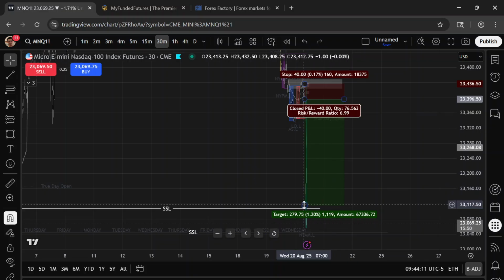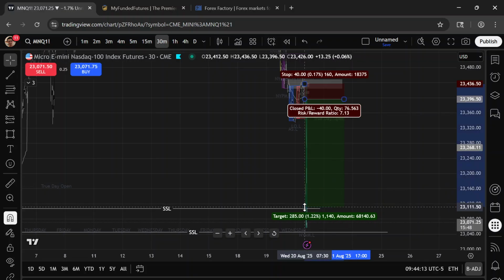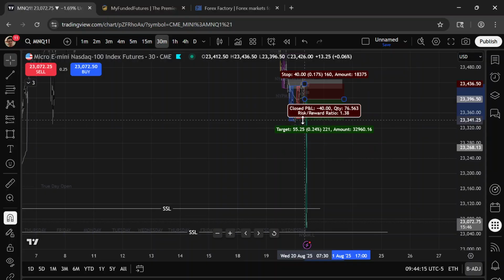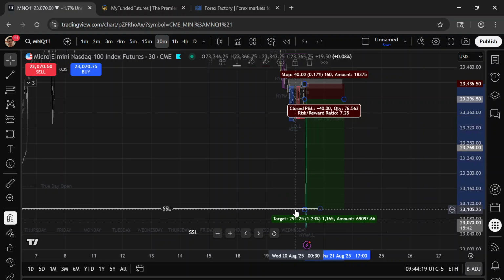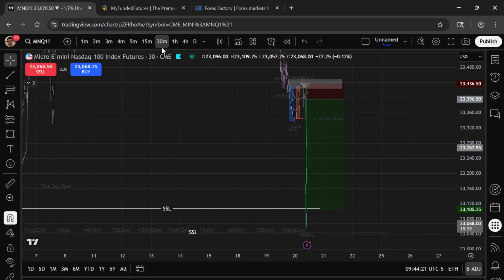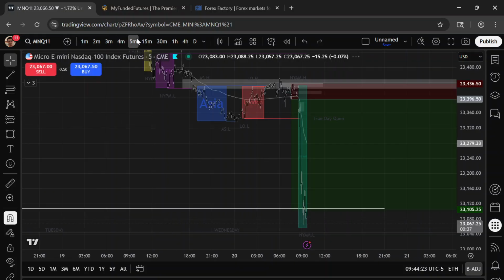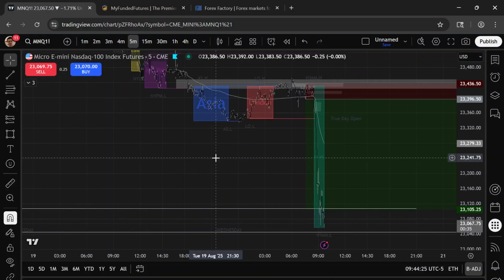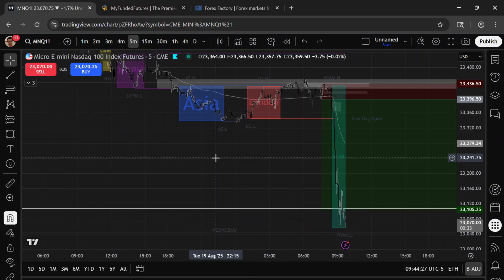The runners would be a 7R. Yeah, 7R, and then the actual trade would have been almost a 1-to-1. But that was the only trade that I could find today. Everything else, I wouldn't take or I didn't like. But yeah, I didn't end up placing any trades today.